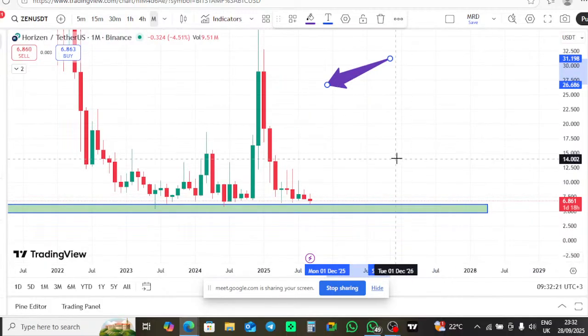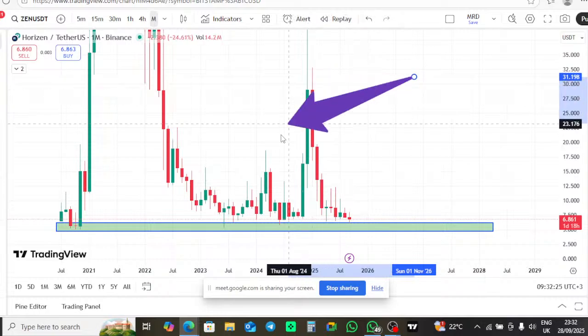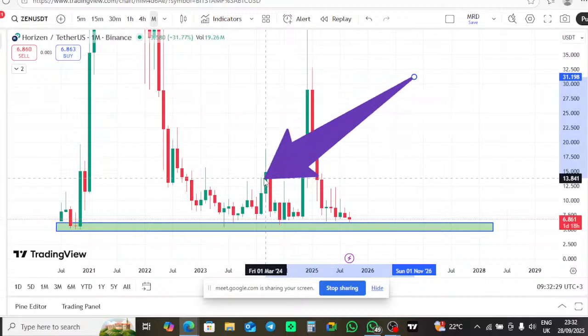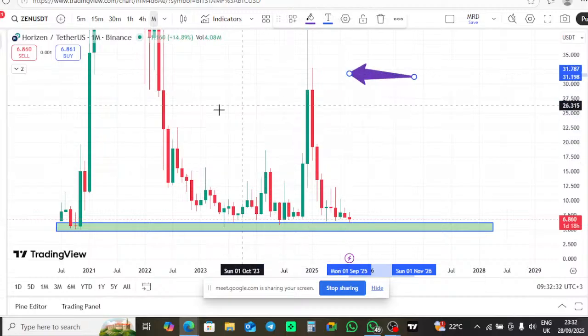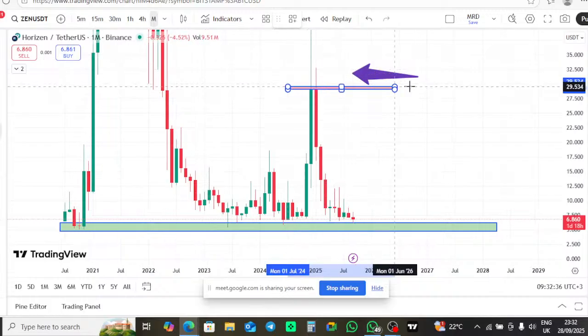Okay, now we can consider these two. The market stopped from here, then it stopped from here. We are going to draw these two lines, one here, another one here. Still, those are resistances because the market is still below them.